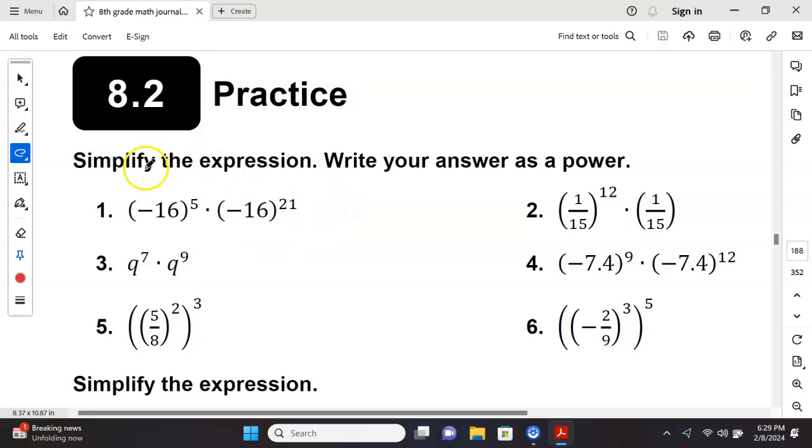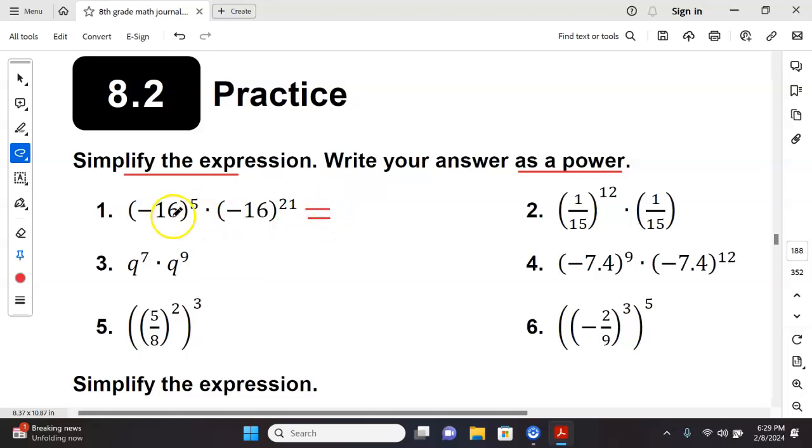Alright, so number 1, it says simplify the expression and write your answer as a power. So do not go and evaluate this, okay? You don't need to evaluate. They just ask you to simplify the expressions, and they want you to write the answer as a power, okay? So negative 16 to the 5th power times negative 16 to the 21st power.